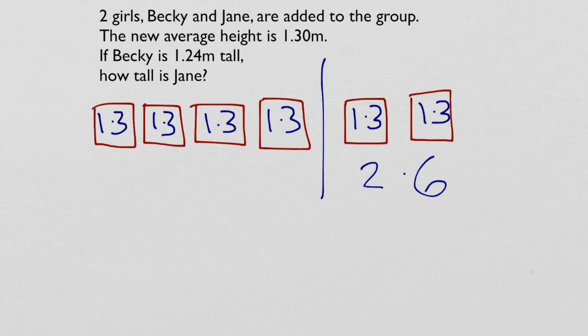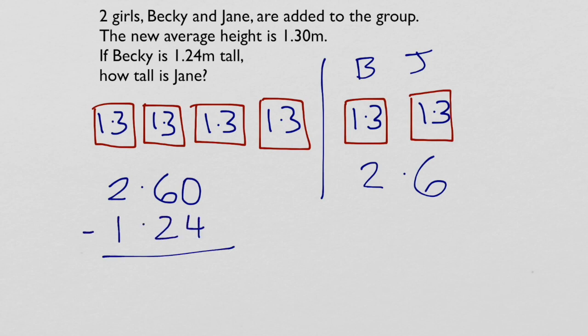And we are told that Becky is 1.24, so with a little bit of subtraction, we can work out the height of Jane. So 2.6, take away 1.24, I'll write it out in a column subtraction. I need to borrow 1 from the left column, and we get a final answer of 1.36 meters. Okay, well done for working through that question.